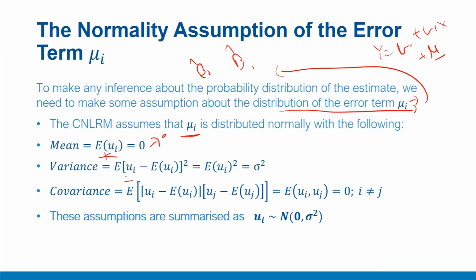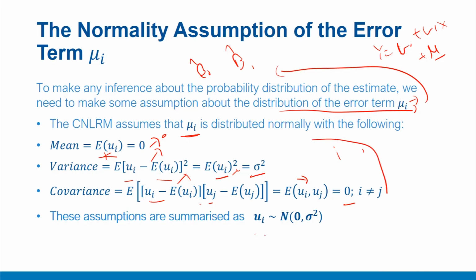Second, we assume that the variance, that is the expected value of (μi minus expected μi) squared, because the mean is 0, is the same as sigma square. So this is homoscedasticity: the variance of the error term is constant. Second, the covariance or correlation between μi and μj, because the mean is 0, converges to this expression, is also 0. That means μi and μj across observations i and j are not correlated.